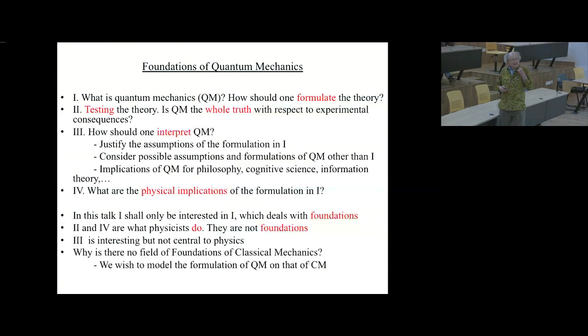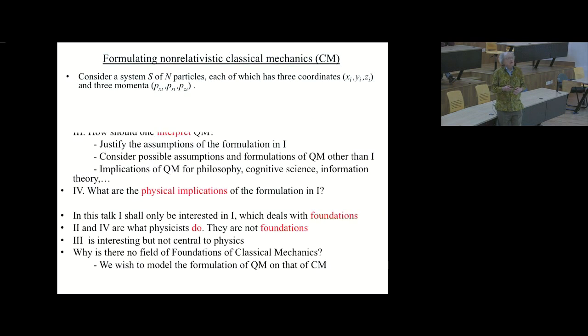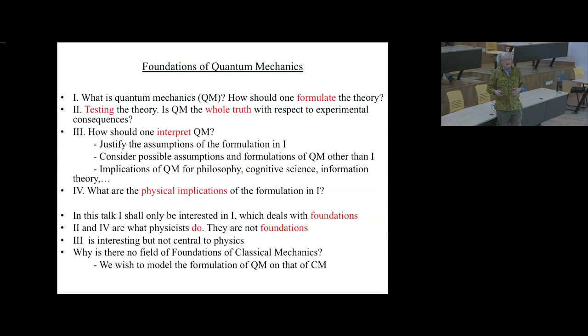And the analog I have is there's no field called foundations of classical mechanics. We know how to formulate classical mechanics. We know how to test it. We know its domain of validity. We don't need a lot of this stuff. And we know all the physical implications, and that's wonderful. And lots of people still work in classical mechanics, fluid dynamics. That's essentially classical mechanics. So classical mechanics is kind of the model for what I would like to do with quantum mechanics. I'd like to make it like classical mechanics. Formulate it and get on with it.